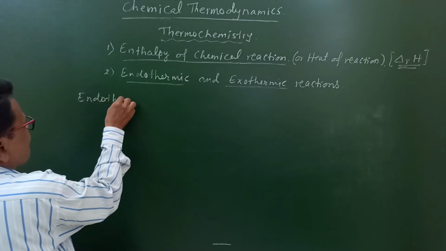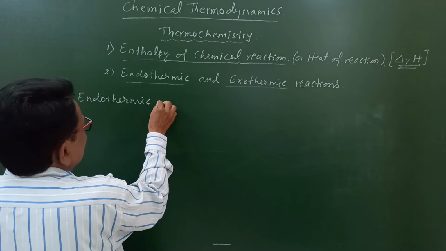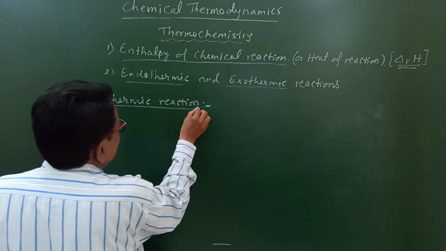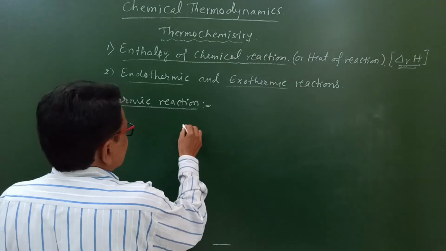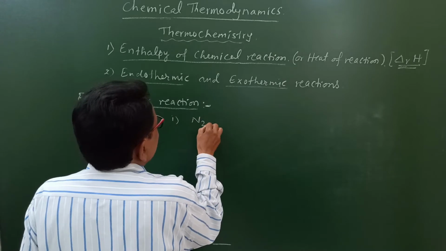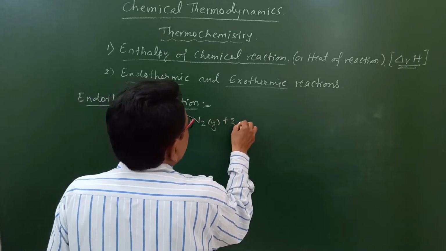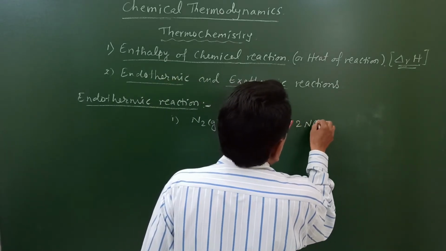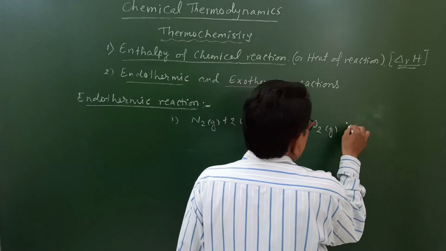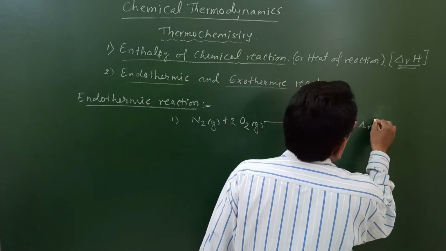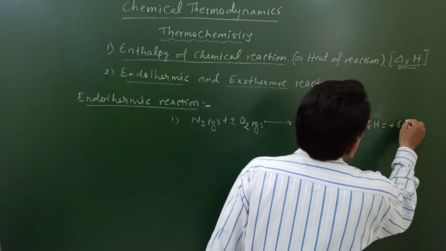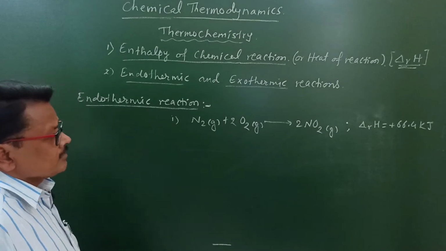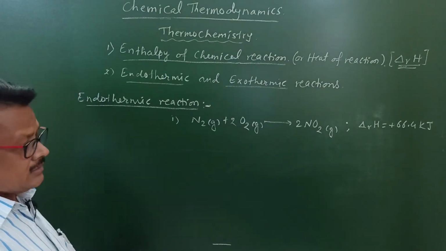We will consider examples of endothermic and exothermic chemical reactions. First, an endothermic reaction. Considering an example, N2 gas reacts with 2O2 gas, gives 2NO2 gas, and during this reaction, plus 66.4 kilojoule of heat is absorbed. Therefore, it is known as an endothermic chemical reaction.